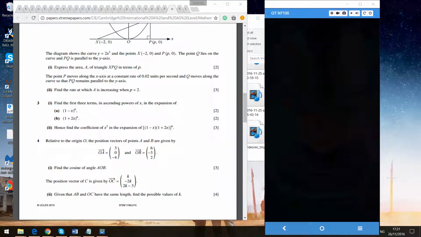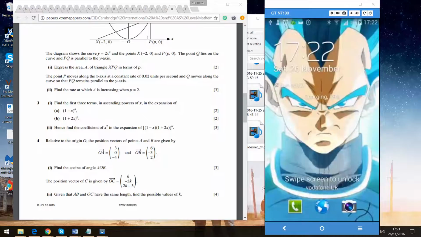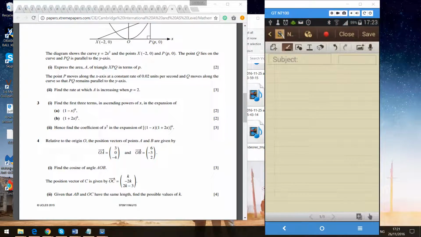Hello. So today we'll do question number 4 of this paper 1, and so let's begin. Question 4 says: relative to origin O, the position vectors of points A and B are given by OA and OB, and now we have to find the cosine of angle AOB.